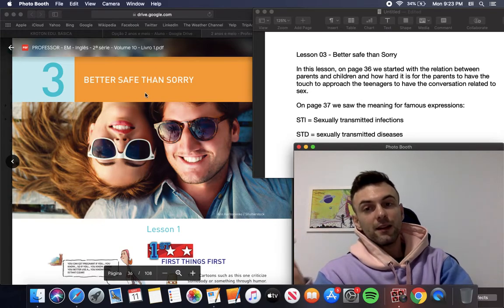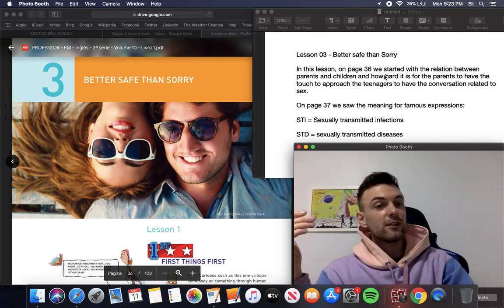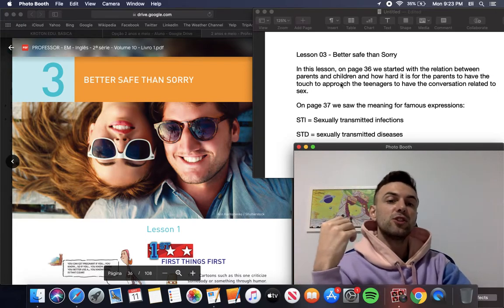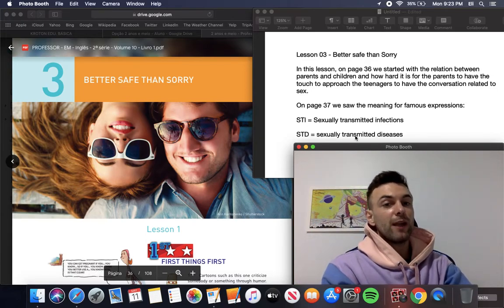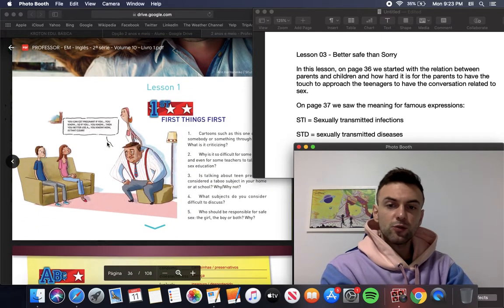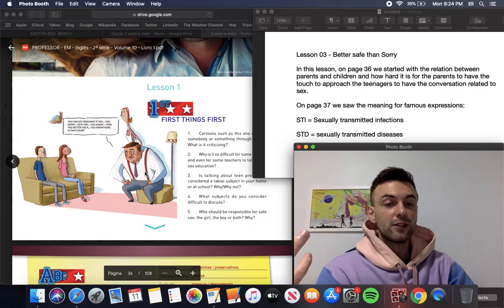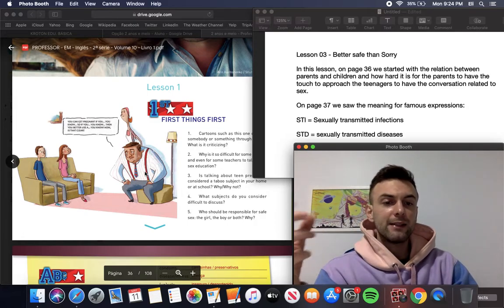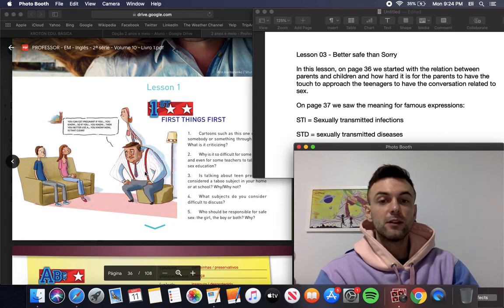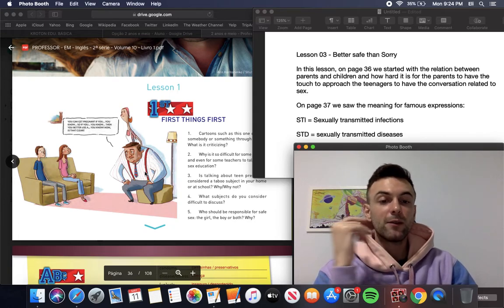And here in lesson 3, better safe than sorry, in this lesson, more specifically on page 36, we started with the relation between parents and children and how hard it is for the parents to have the touch to approach the teenagers, to have the conversation related to sex. And we have this cartoon right here where the father doesn't know how to talk to the teenagers about sexual related topics. And there is also a criticism from the author when it comes to this lack of touch that families normally have.